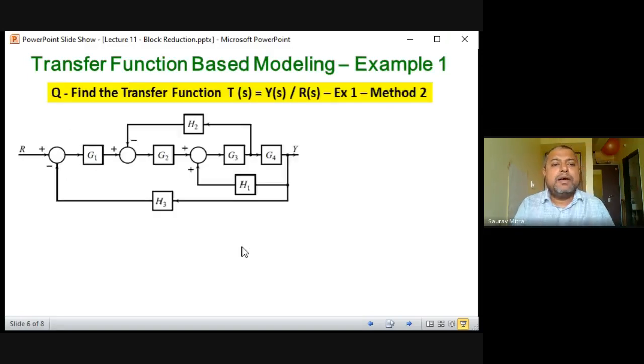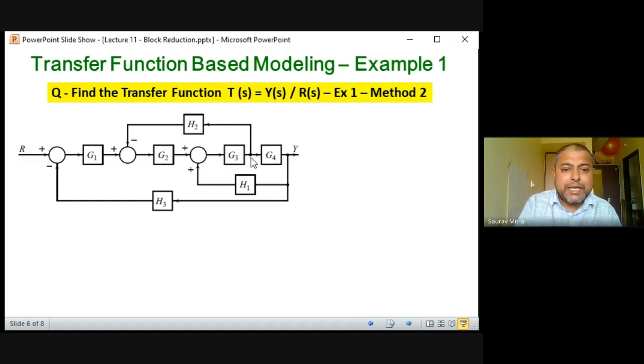Now, the same system we are solving, but by method 2. This numerical is given in the book of M. Gopal, and they have solved the same numerical by two different methods. So what is the problem here? Who is creating the trouble? The trouble is being created by this: between G3 and G4 there is something called H2. It is causing the trouble.